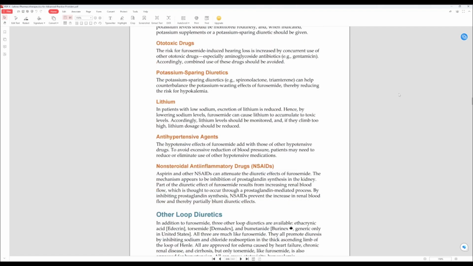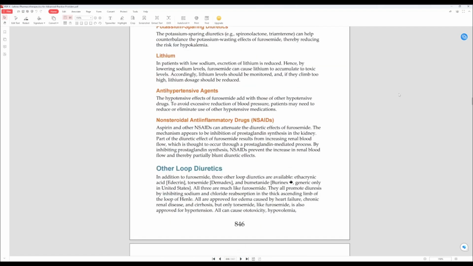Ototoxic drugs. The risk for Lasix-induced hearing loss is increased by concurrent use of other ototoxic drugs, especially your aminoglycoside antibiotics, gentamicin, for example. Accordingly, combined use of these drugs should be avoided. Your potassium-sparing diuretics, such as spironolactone or triamterene, can help counterbalance the potassium-wasting effects of Lasix, thereby reducing the risk of hypokalemia.